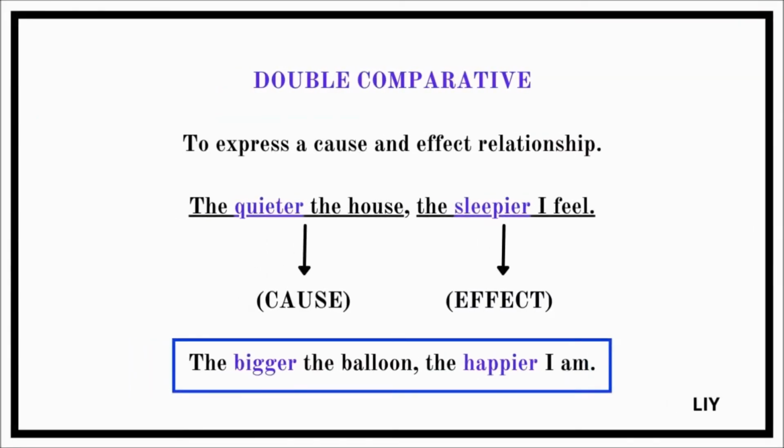Here the boy says, the bigger the balloon, the happier I am. Here again the boy says that he would be happier if the balloon is bigger. It's again a cause and effect relationship.